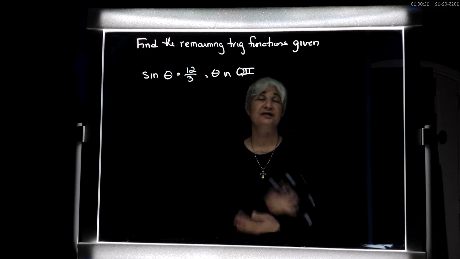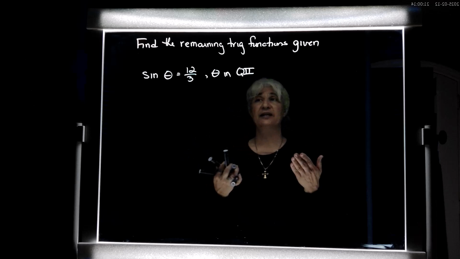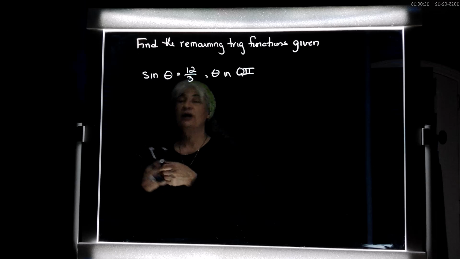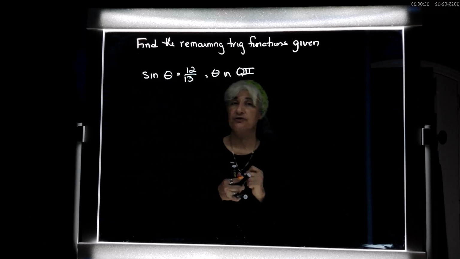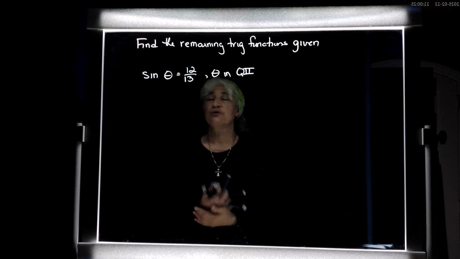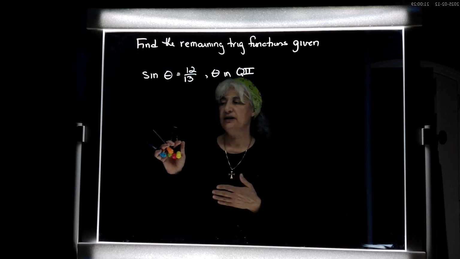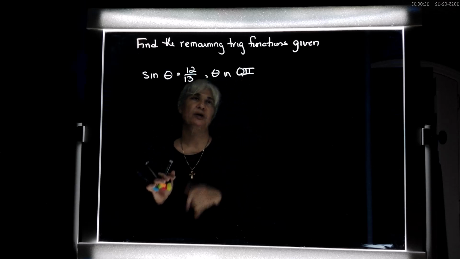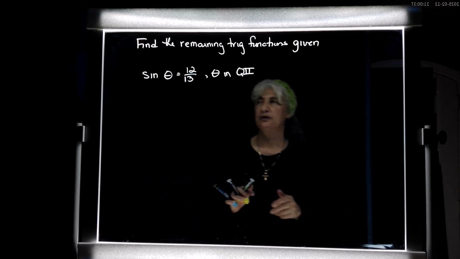Okay, let's take a look at these directions. They would like us to find the remaining trig functions. In this case we're given that the sine of theta is 12 over 13, and theta is in quadrant 2. So they gave us sine, which means we need cosine and tangent, and then the reciprocals of all three of those, right? They told me theta is in quadrant 2.